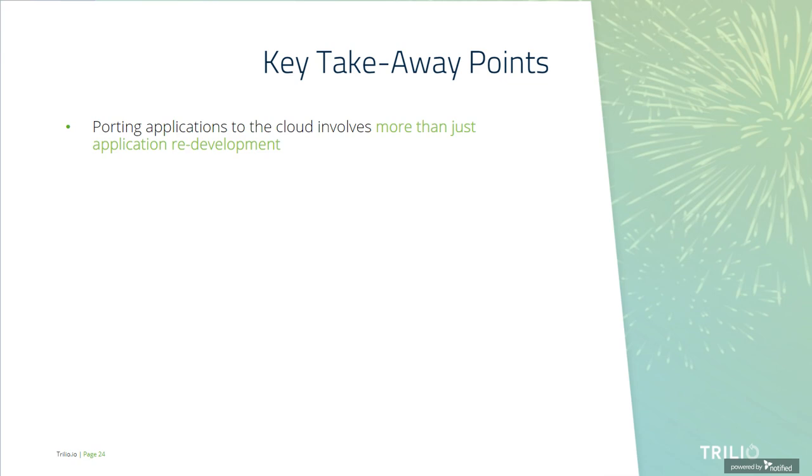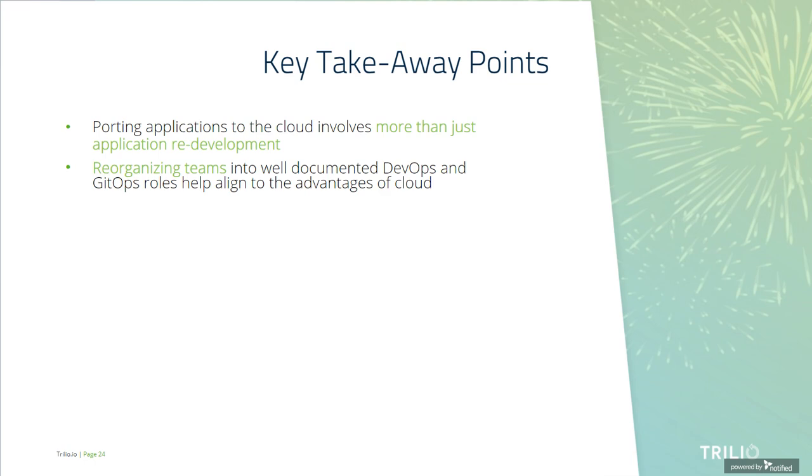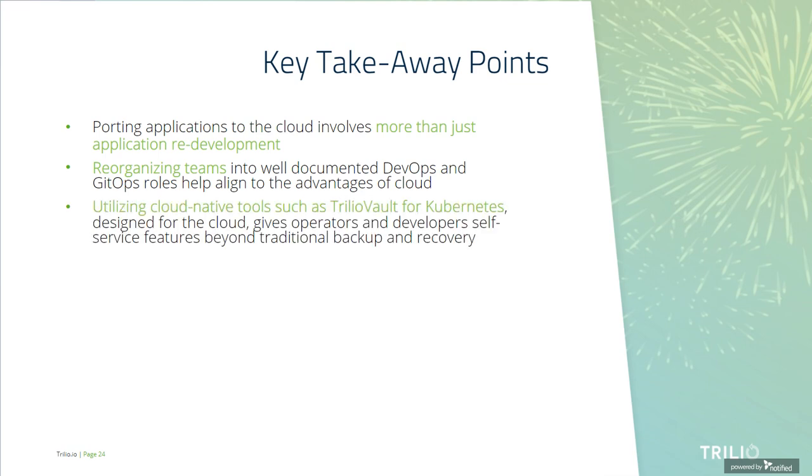I introduced you to obviously the early days of human existence. And of course, we've got to a stage now where applications are highly complex and require a cloud platform to operate and scale. We've also just touched on the fact that reorganizing teams into well-documented DevOps and GitOps roles help align to advantages of the cloud. Not a requirement. Everything we talk about here is all about efficiencies. This is about making sure you go that extra 5-10% further into your journey into cloud.